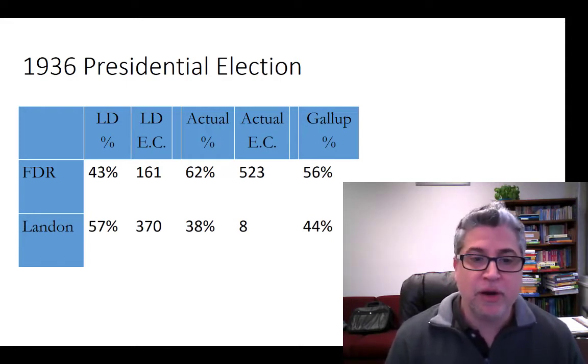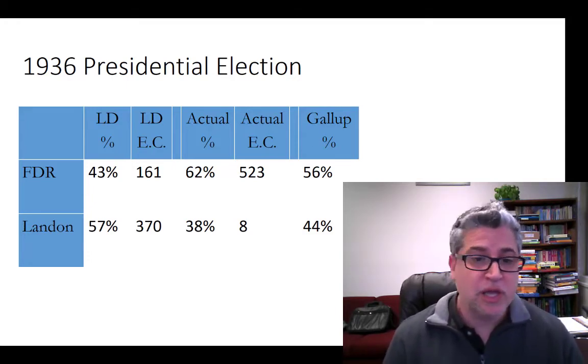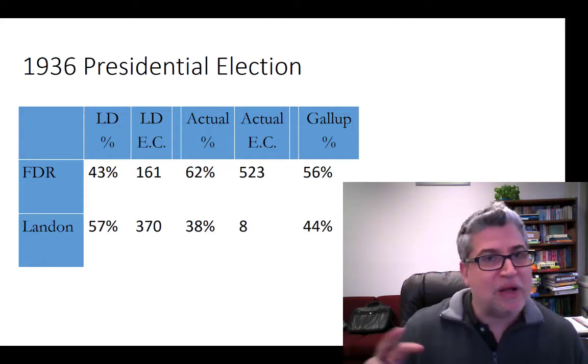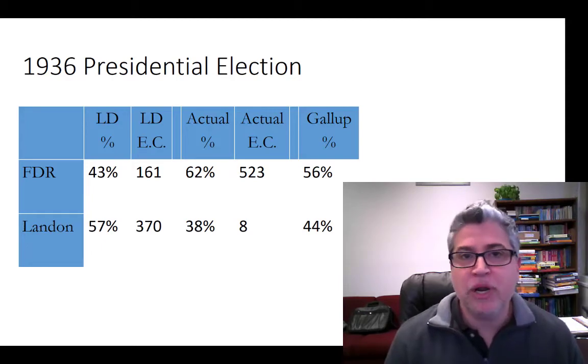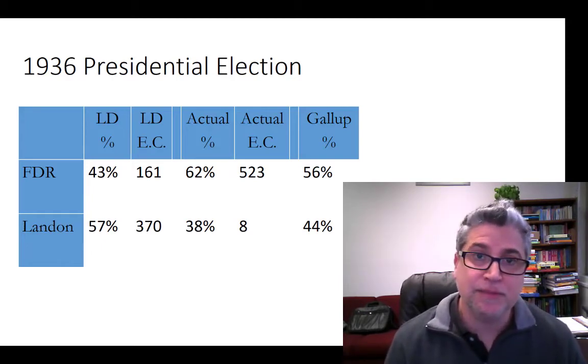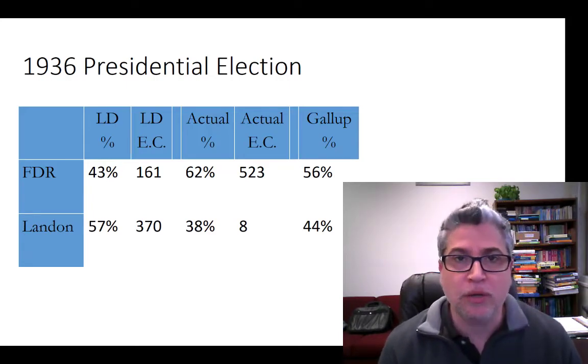62% of voting Americans voted for FDR. Gallup thought it would be 56, but he was a whole lot closer. If you do rounding, 62 is roughly 60, and 56 rounds up to 60. Gallup pretty much nailed it, especially in contrast to the Literary Digest. Now, what did Literary Digest do wrong?